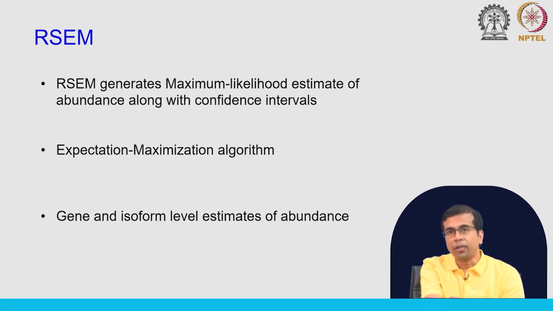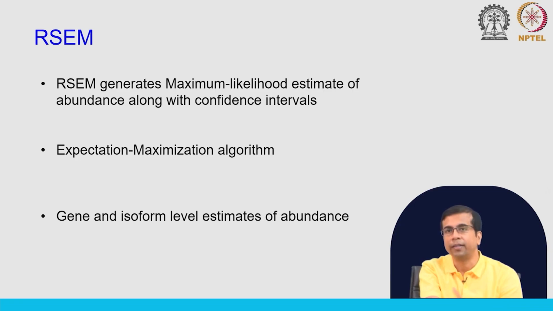Okay. So, now we are going to discuss some of the alignment free methods that are out there. What we have discussed so far, most of these methods require some sort of alignment against a reference transcript or a reference genome for quantification. Now, this mapping step, this alignment step, is the slowest step in the full process.